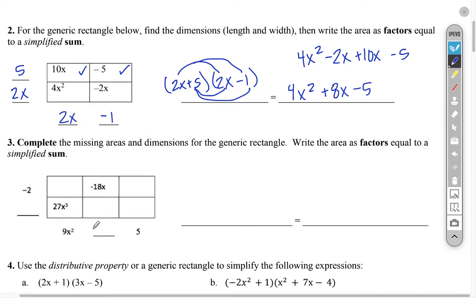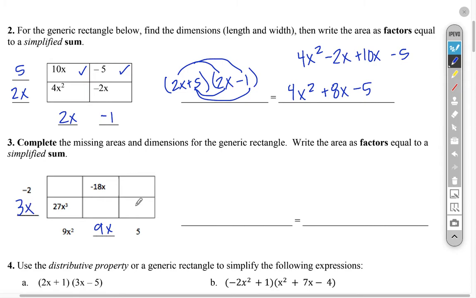All right, now we've got some where we need to fill in on the outside and on the inside. So let's start with what we know. Negative 2 times what is going to give us negative 18x? Well, 9x will give us negative 18x. All right, and then 9x squared times what is going to give us 27x cubed? Well, 9 times 3 is 27, and we need one extra x, so we'll do 3x.